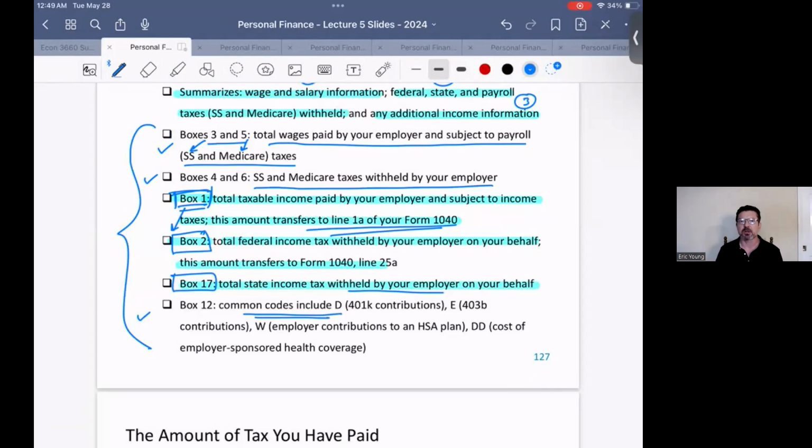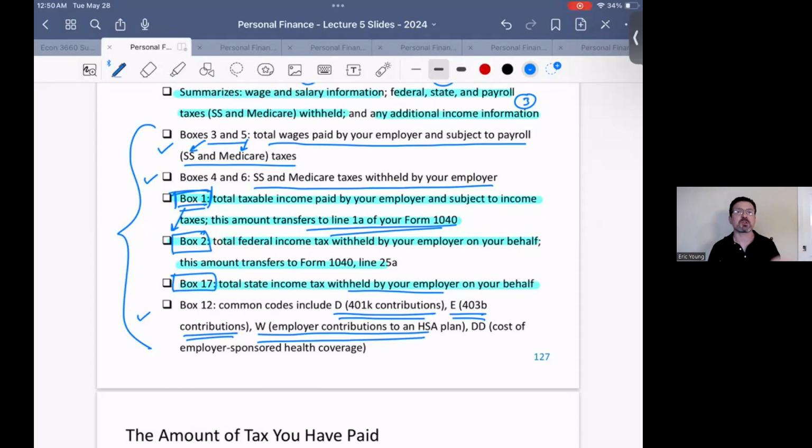The most common letter codes that you would more than likely have when you start working would be code D, which indicates 401(k) contributions, code E, which is 403(b) contributions, and code W, contributions that are made to an HSA plan. And because the government wants to know how much your healthcare costs, even if you don't pay it.